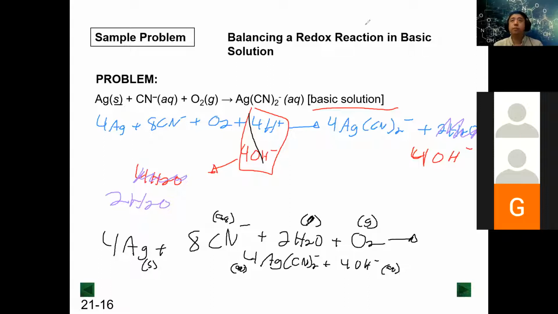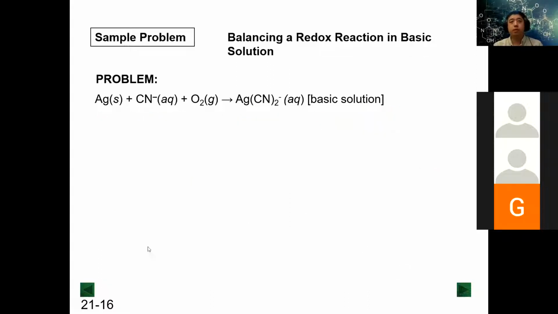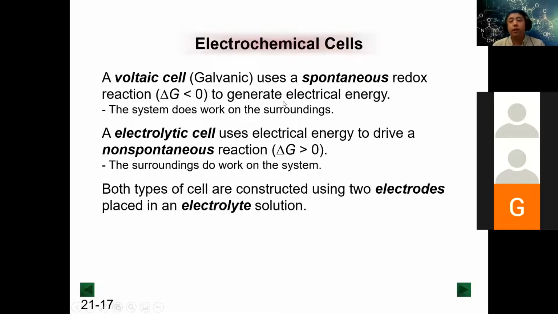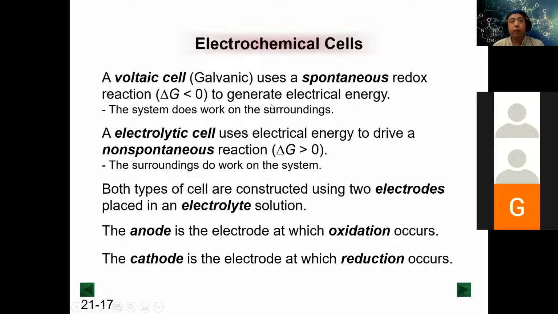Okay. So let's start moving forward then. The next thing we're going to talk about are electrochemical cells. We have two types we're going to look at: voltaic, also known as galvanic cells, right? And then electrolytic cells. So both of these involve two things: electrical energy and chemical energy. Okay. In our first scenario here, a voltaic cell, also known as a galvanic cell, is a spontaneous reaction.